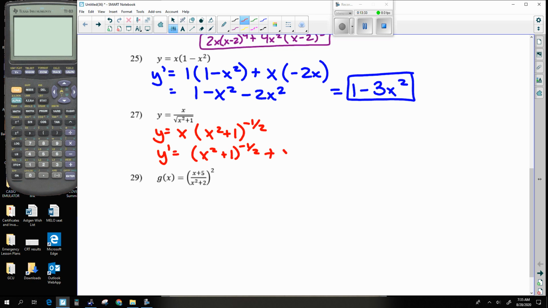So plus, leave that x alone. Now I'm taking the derivative of the second. So this is a chain rule. So this is going to be a multiplication. So this is a negative 1/2. Leave the inside alone. Minus 1 on that. Times the derivative of the inside.